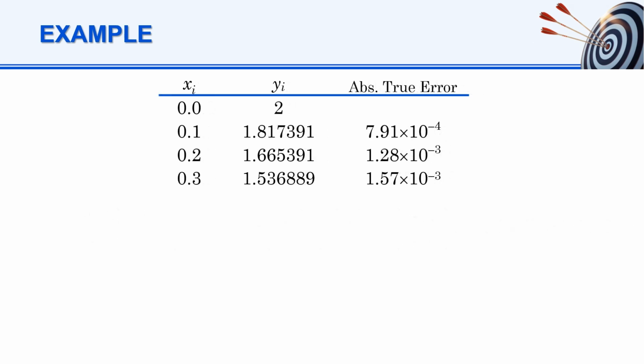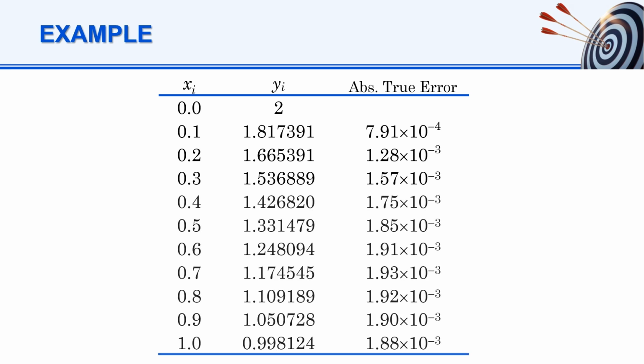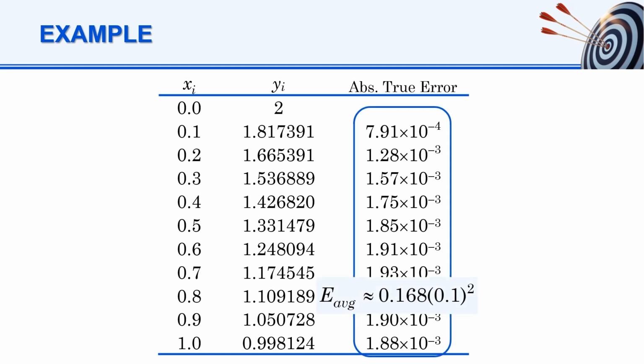We continue this recursive process in the same manner for y4, y5, and so on until x equals 1 is reached. Notice that the true errors are in the order of 10 to the minus 3, with a mean value of 0.0168 for the solution interval.